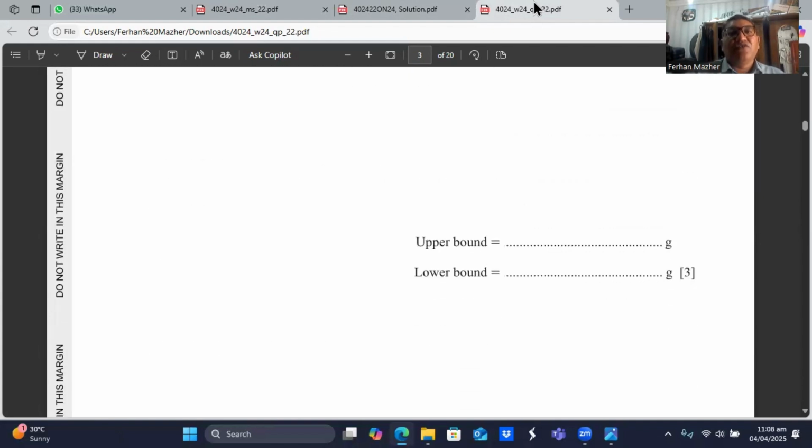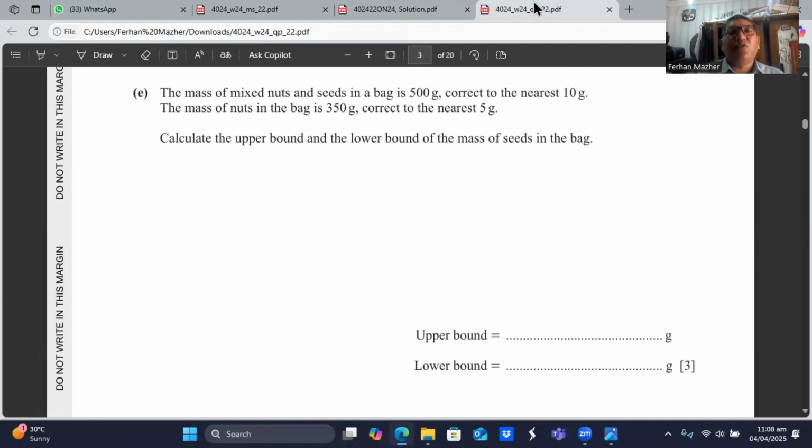Okay, so we are going to the next part, and that is question number 1, E part. The mass of mixed nuts and seeds in a bag is 500 grams, correct to the nearest 10 grams. The mass of nuts in the bag is 350 grams, correct to the nearest 5 grams. Calculate the upper bound and the lower bound of the mass of the seeds in the bag.